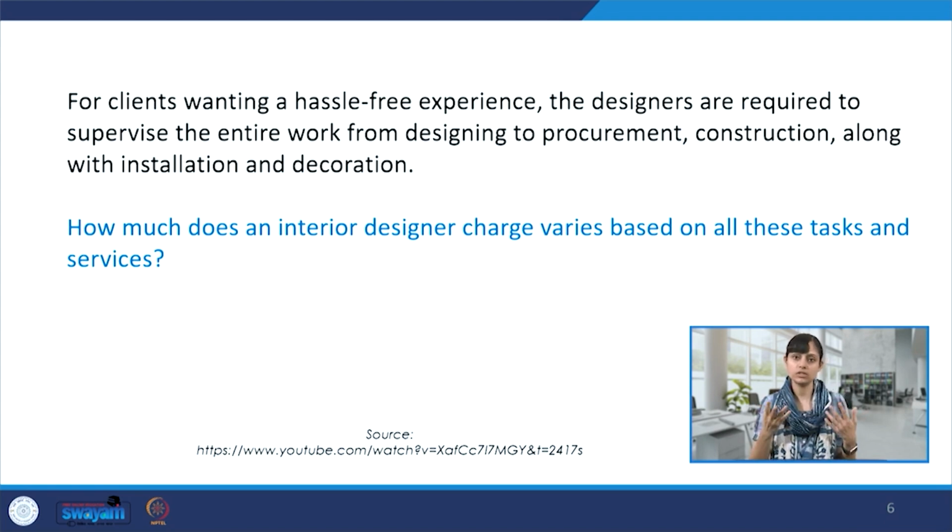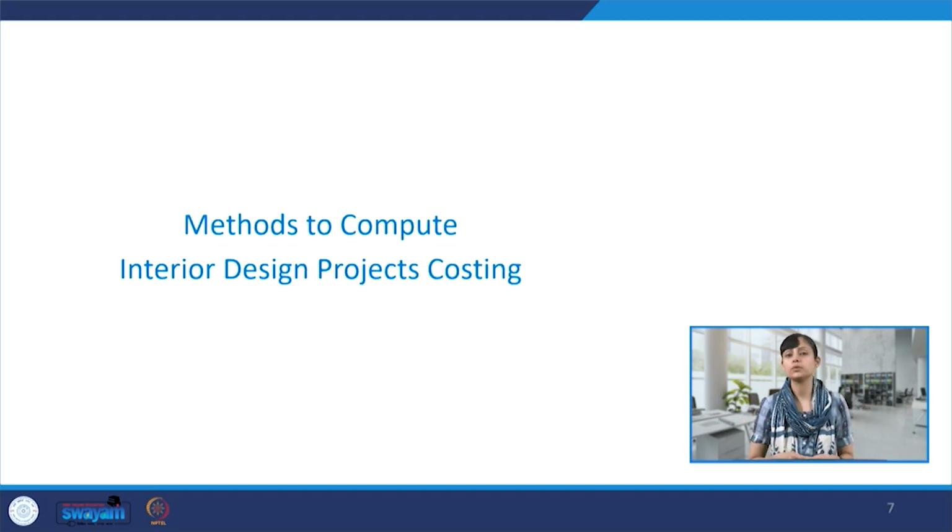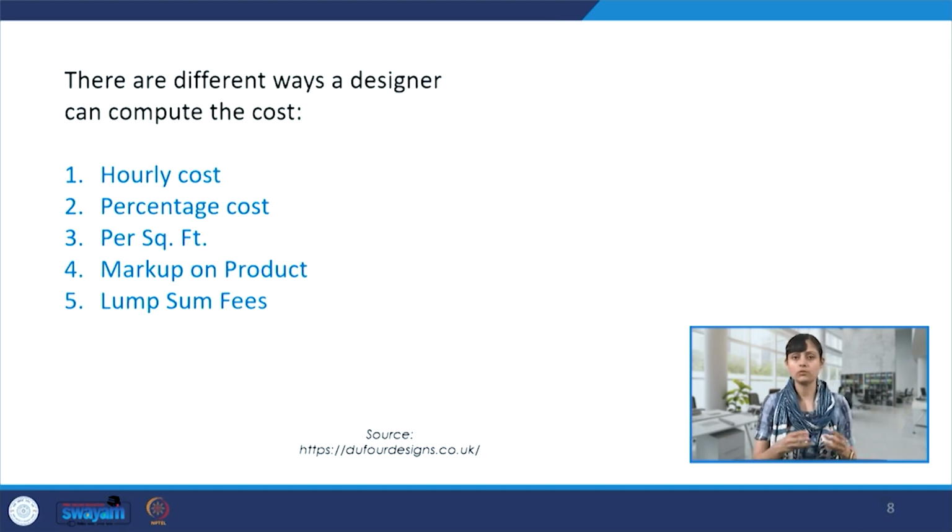And it varies based on the tasks and the services that we were talking about, and what all comes under his scope. So there are different methods to compute interior design project costing, which we also talked a bit about in the previous slides, like what could be the scope of work and what all could fall under this costing scheme. So a designer can compute the cost by employing an hourly cost, or a percentage cost, a per square feet cost, something called markup on product cost, and there is also a lump sum fee. So these are some broad methods to compute the cost.